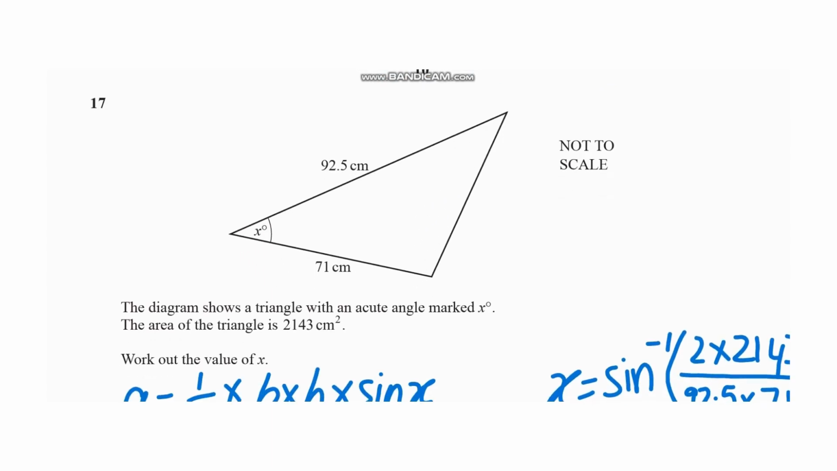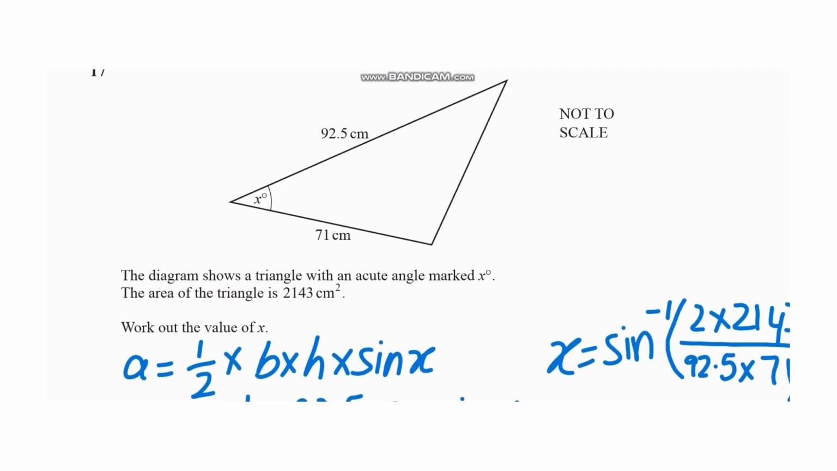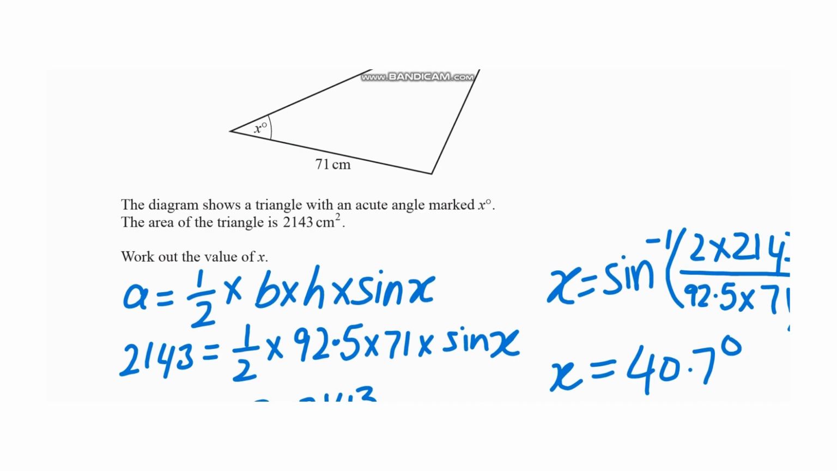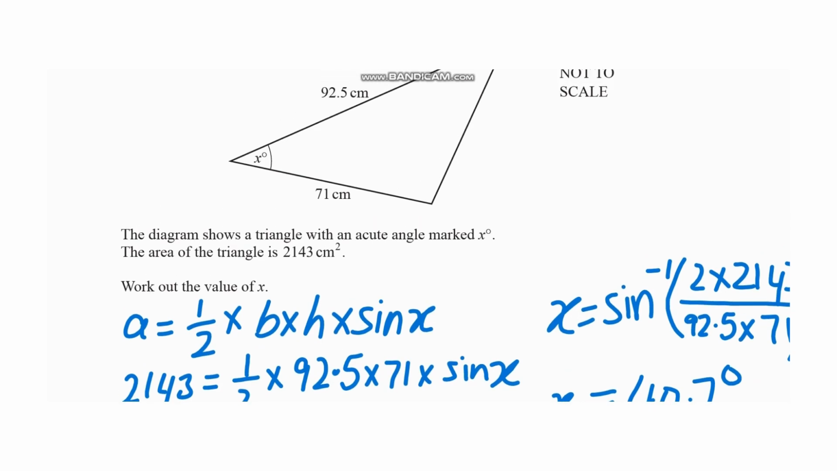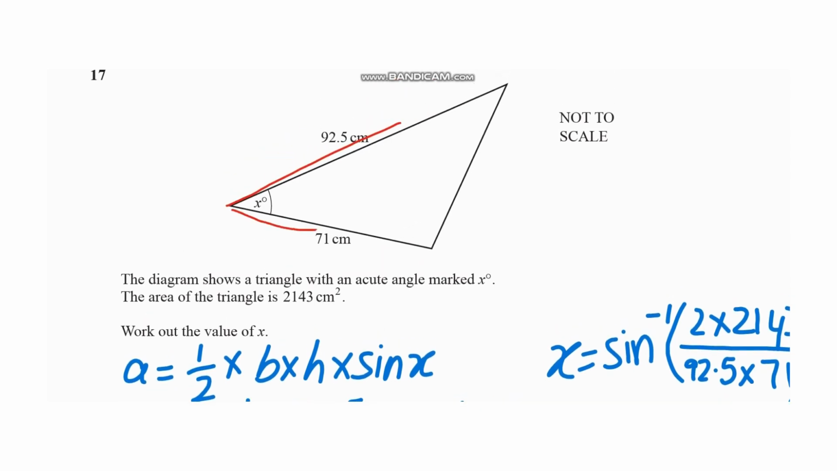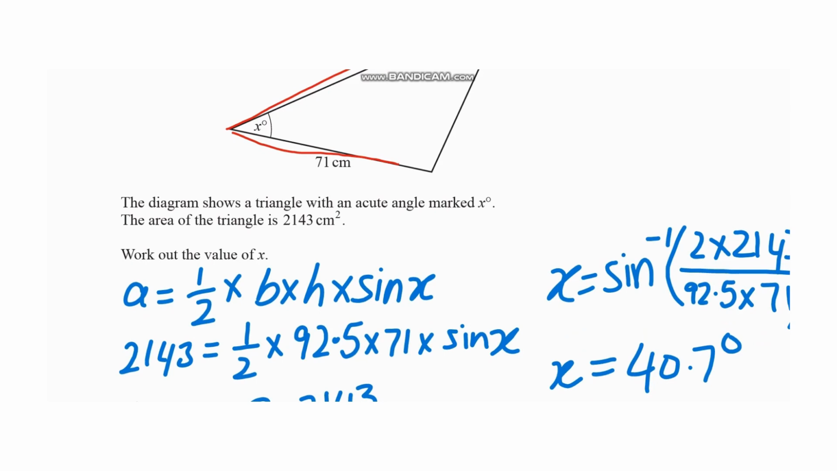Question 17 states the diagram shows a triangle with an acute angle marked x. The triangle area is 2143 centimeters squared. Work out the value of x. So the formula for calculating the area is 1 over 2 times base times height, where b is for this line and h is for this line, and sine x, which is this angle in between these both lines.